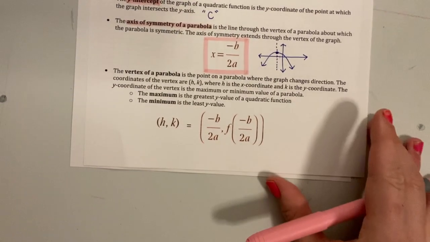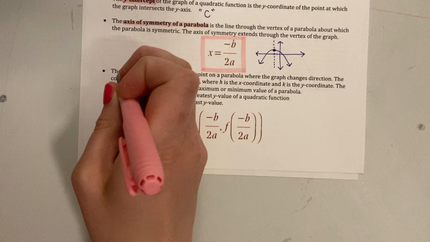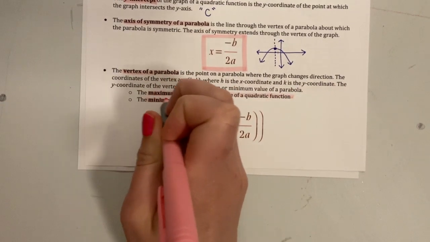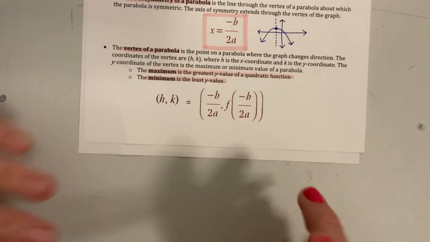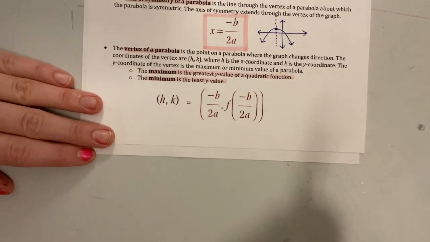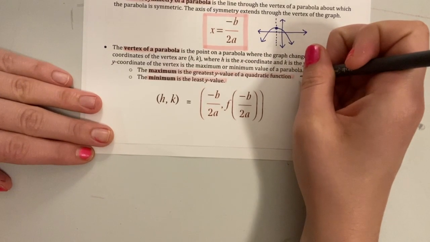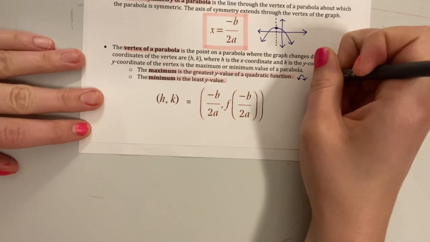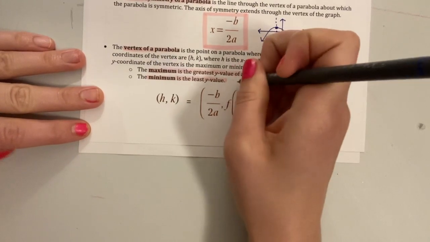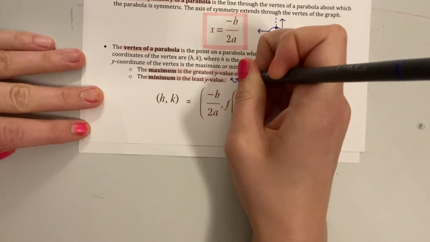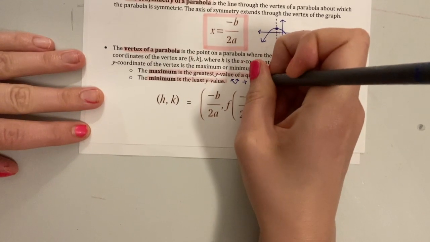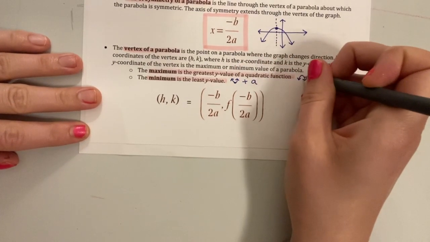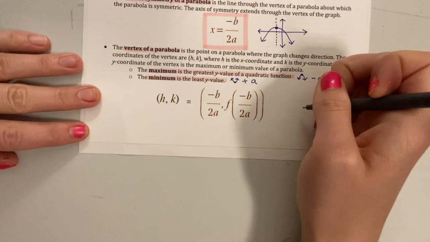So that includes our vertex, because our vertex is just either the maximum or the minimum. A maximum gives me the greatest y value. A minimum is the least y value. We know we have a maximum when the parabola opens down, which happens when we have a negative a value. We know we have a minimum when the parabola opens up, which is a positive a value. And we know that this point, whether a maximum or a minimum, is called the vertex.